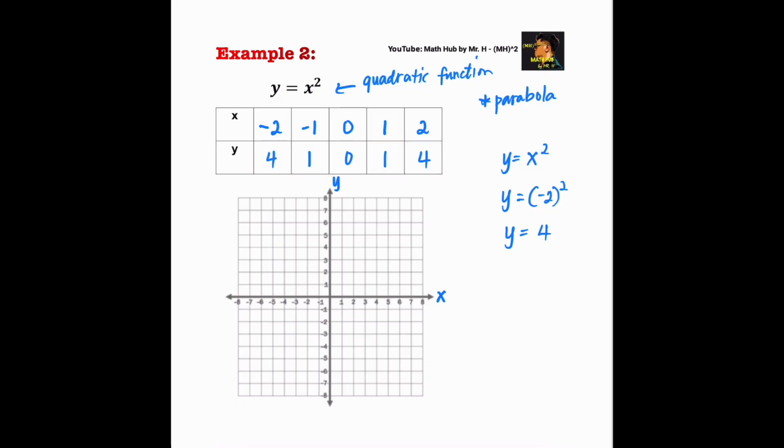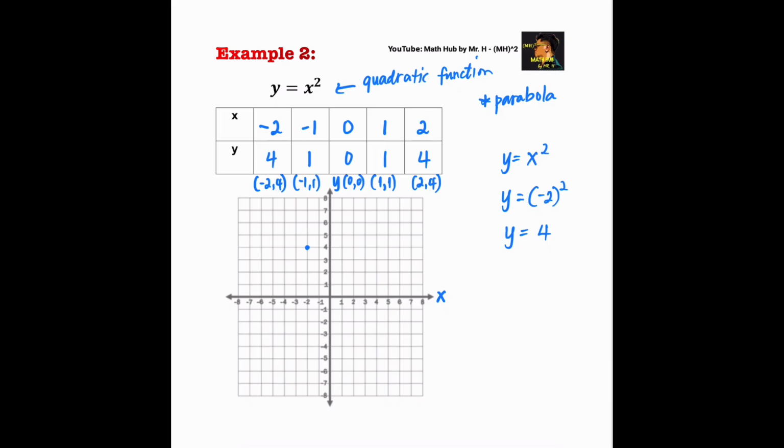Let's plot the points. The first set will be -2, 4. The second set will be -1, 1. We have the origin 0, 0. We have 1, 1 and 2, 4. All right, so the first point is -2, 4, and that point is here. So -2 and then 4 up.